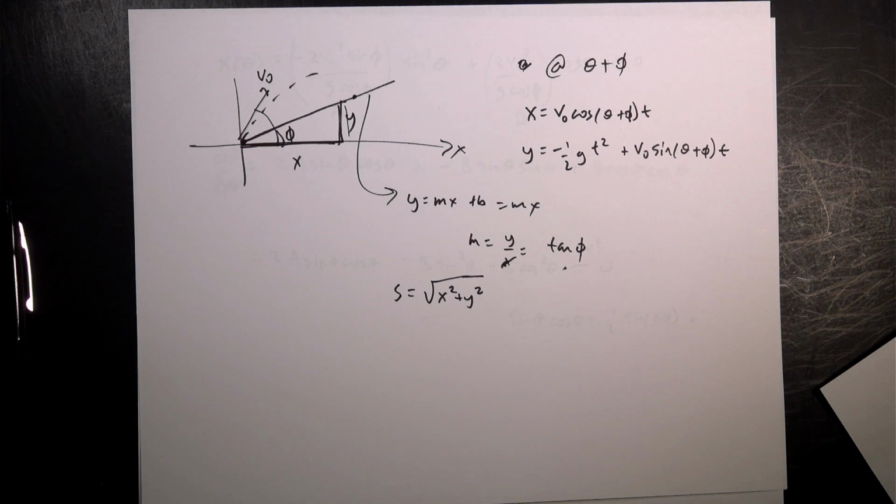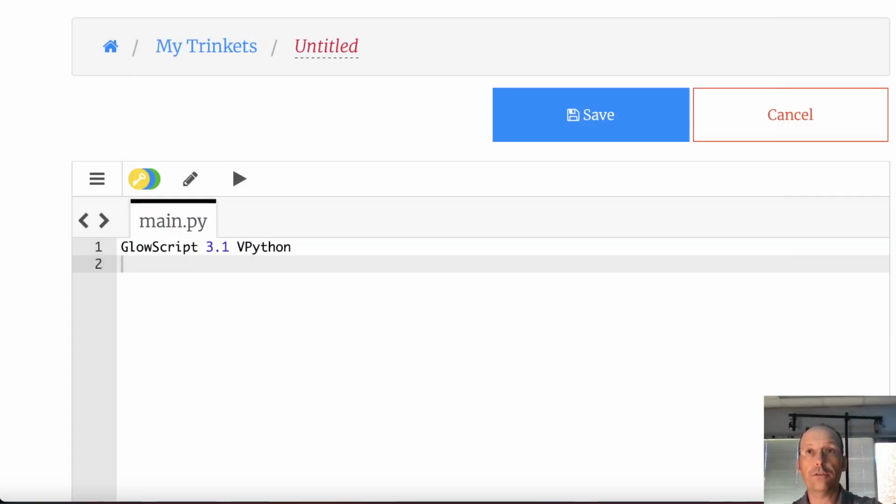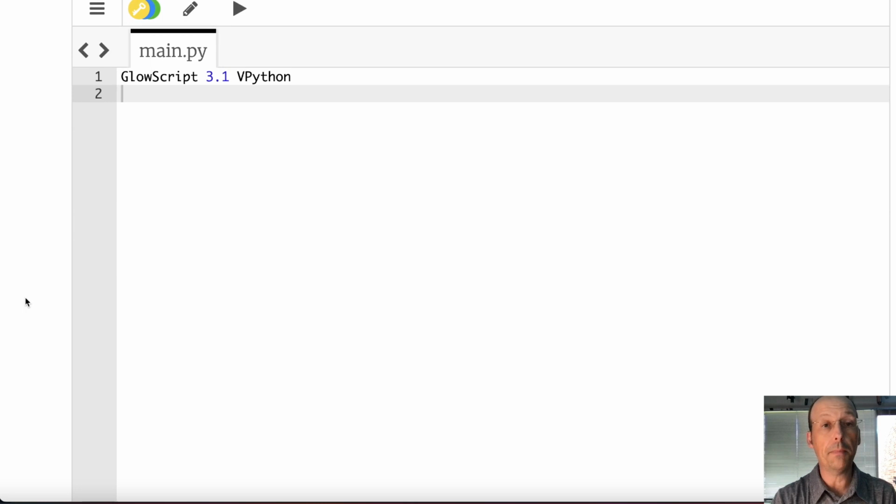Okay. So if you're not familiar with Python, if you're not familiar with graphing, that's fine. Let's just get right to it. You'll pick things up, I'm sure. Okay, so here we are. I'm using GlowScript VPython. The first thing I'm going to do is to make a graph.